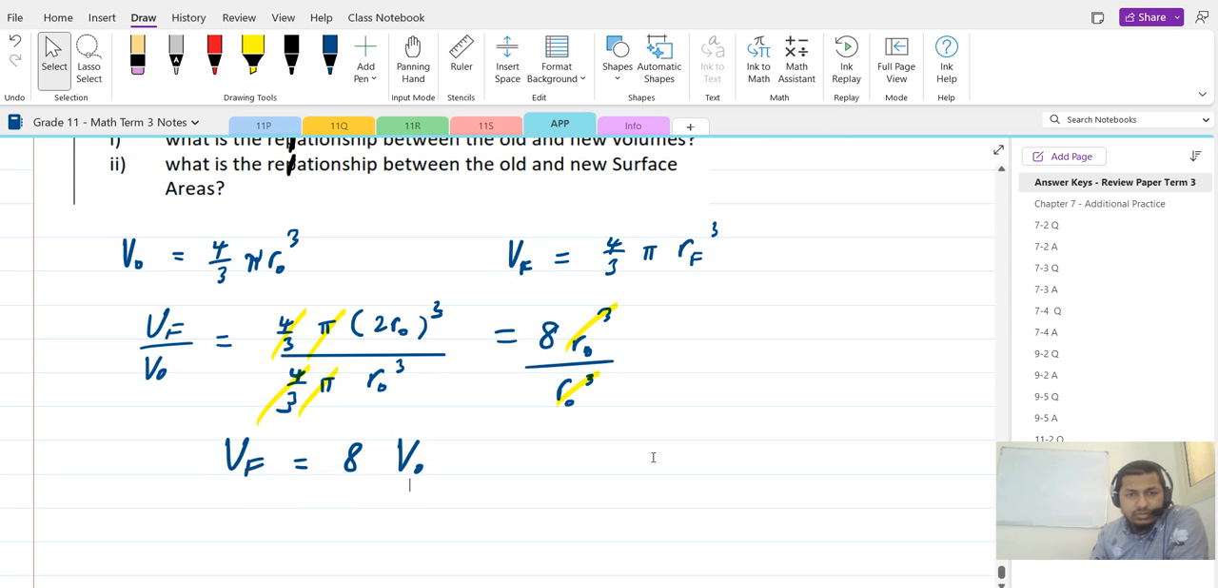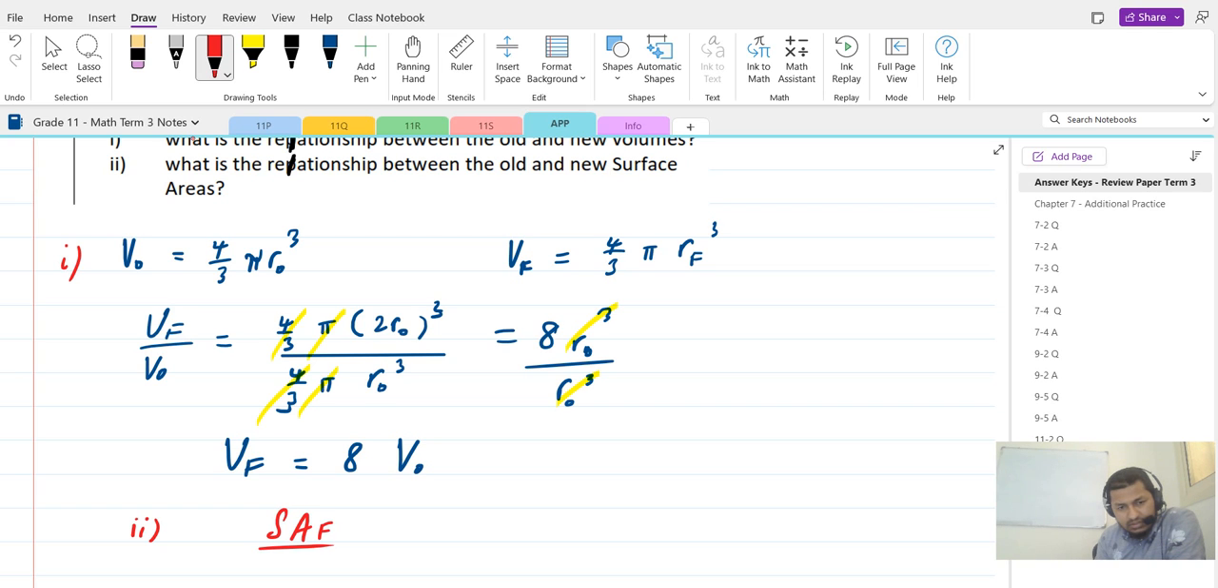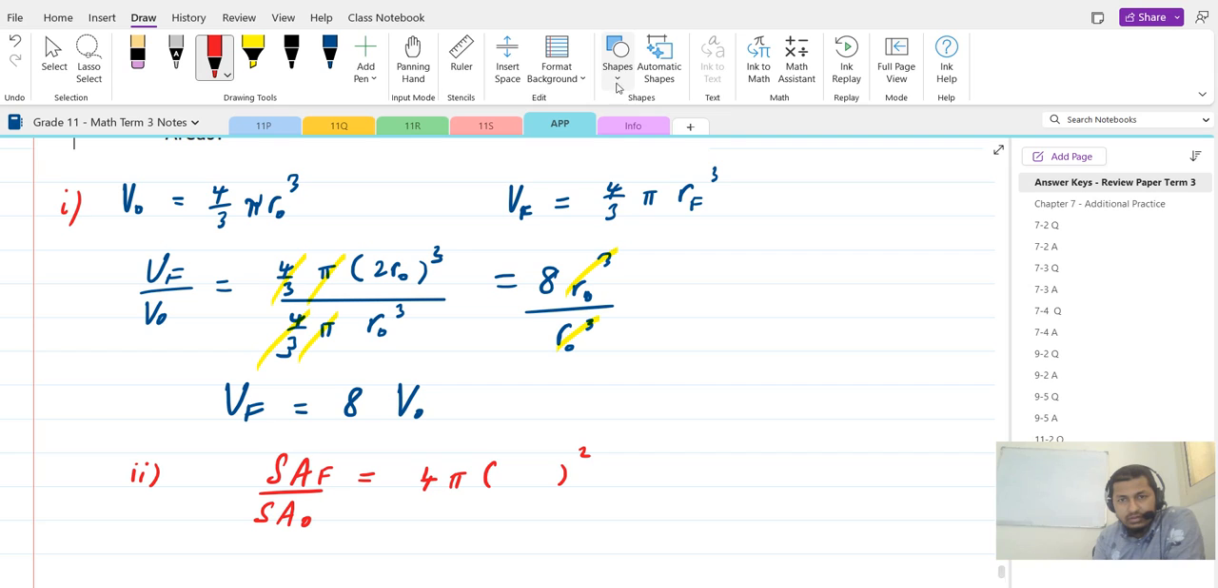Second one, what is the relationship between the old and new surface areas? That's of a sphere, right? So we're going to take the final surface area divided by the initial, old surface area. Top is 4 pi, and the bottom is just 4 pi r naught squared. But now this r is doubled.